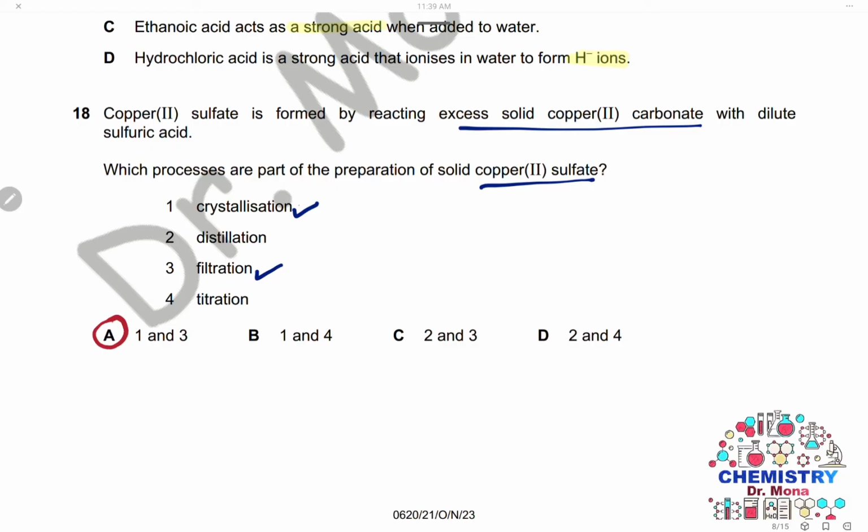First, we will filter to remove the excess copper 2 carbonate. Then the solution, which is the filtrate, contains a solution of copper 2 sulfate. We will heat it until the crystallization point to prepare solid copper 2 sulfate crystals.